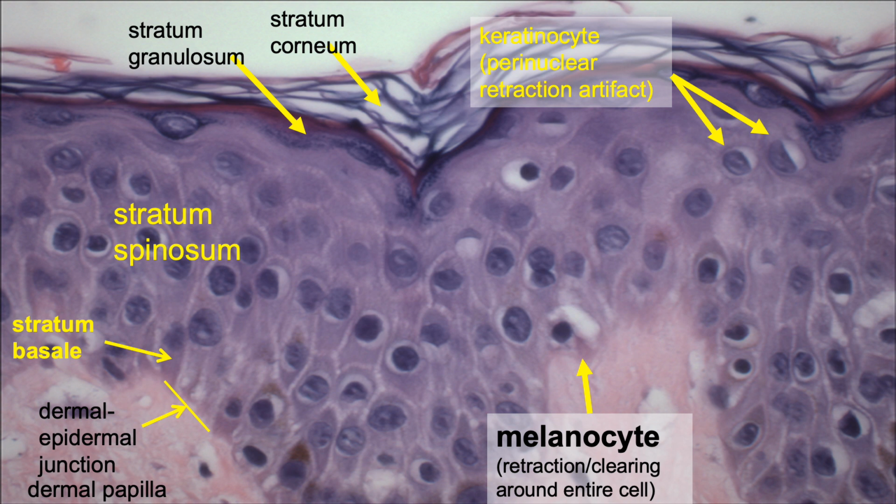So keratinocytes sometimes have a perinuclear retraction artifact as shown here, and that's very distinctive for keratinocytes. In contrast, melanocytes, as shown here in the basal layer, sometimes but not always will have a retraction artifact around the cell, but when they do have a retraction artifact or clearing, typically it's around the entire cell. So we see cytoplasm surrounding the nucleus and then a peripheral cleft, whereas with the keratinocyte, we see a cleft around the nucleus of the cell and then cytoplasm beyond that.